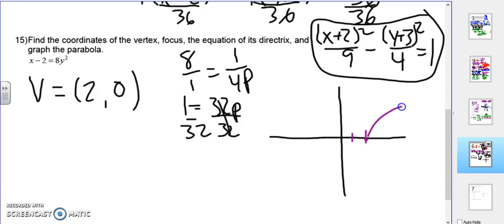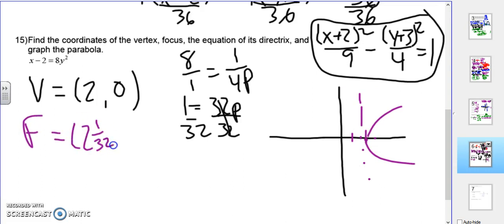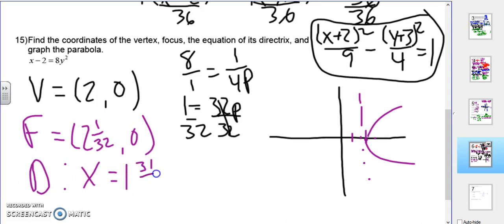It's a positive y squared, so it's going to open this way. That means I'm going to go up and back for my directrix. So my focus is 2 and 1 over 32, 0. And then my directrix is going through the x-axis, and I'm going back 2, so 1 over 31 over 32. If you need to change it to a decimal, you can always do that also.